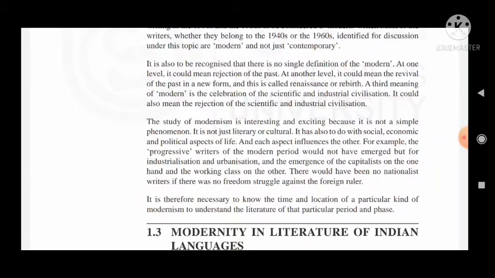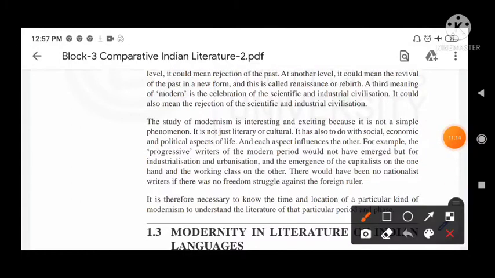At one level it could mean rejection of the past. At another level it could mean the revival of the past in a new form. Here is a main key point I will give.